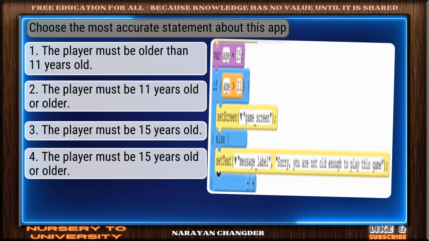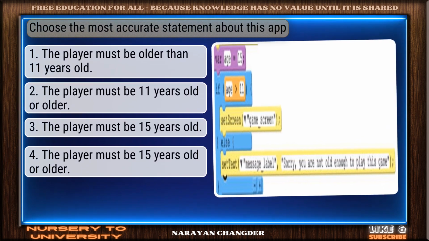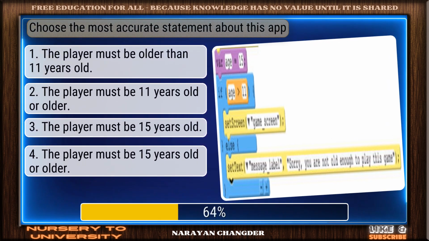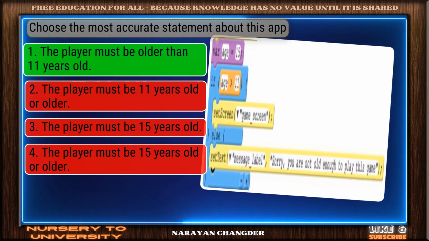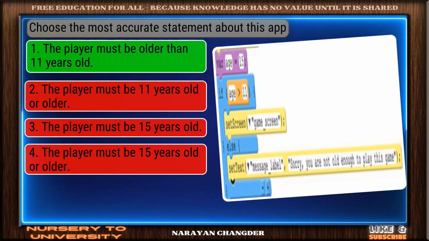Question number 11. Choose the most accurate statement about this app. Good thinking. The player must be older than 11 years old is the right answer.